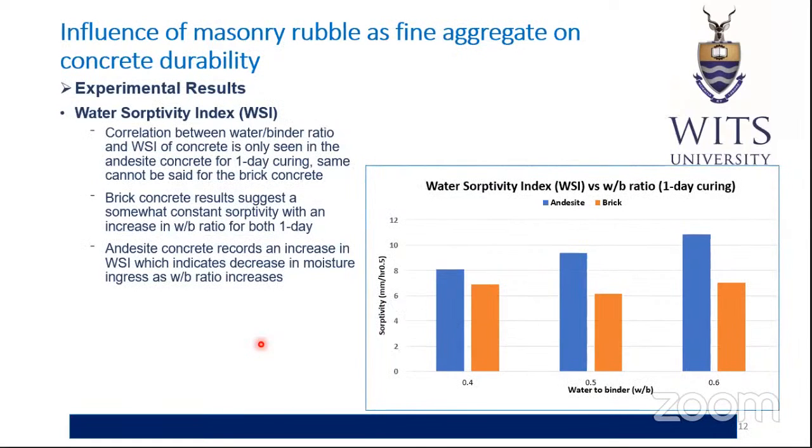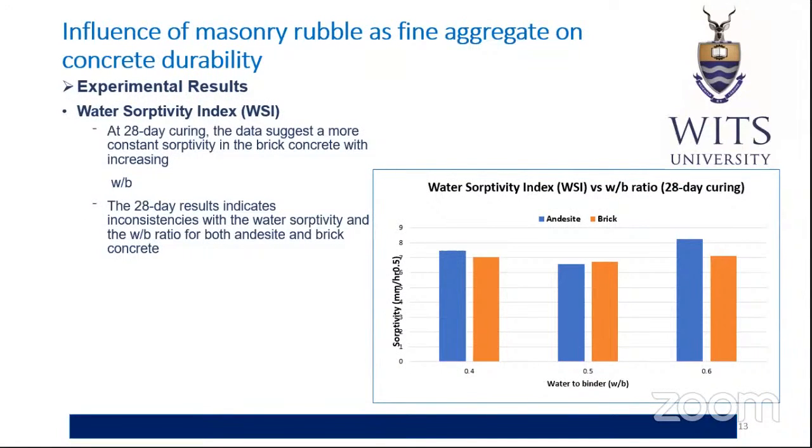When looking at concrete durability in terms of water sorptivity index, according to the literature, when the water to binder ratio increases, the water sorptivity index increases, which results in high water absorption, meaning less resistance to moisture ingress. On these results, there is a correlation between water sorptivity index and the increase in water to binder ratio for the andesite concrete. But for the brick concrete, there is no clear correlation, and the brick concrete results depict a constant water sorptivity index regardless of the change in the water to binder ratio. This is for 1 day curing.